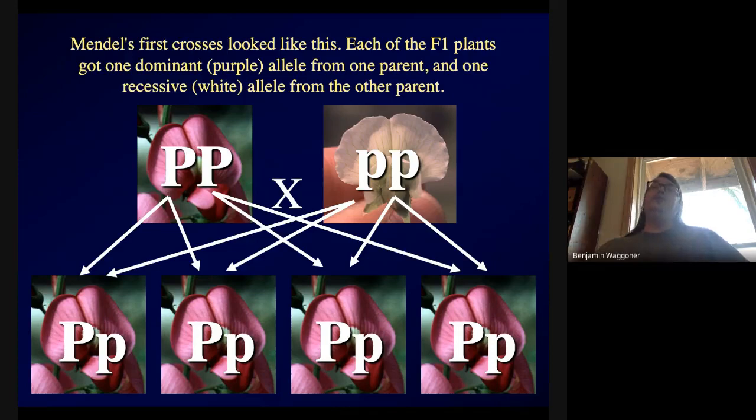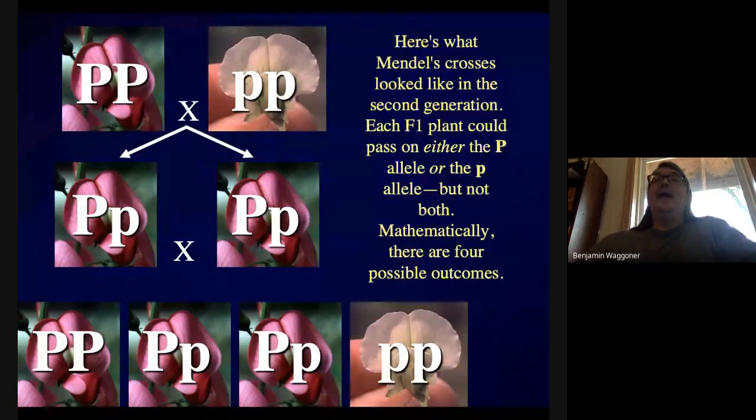Here's what the F2 generation looks like. Each F1 plant is heterozygous. It's carrying a big P allele and a little p allele. And every plant passes on one or the other, but not both, of every allele that it's got.